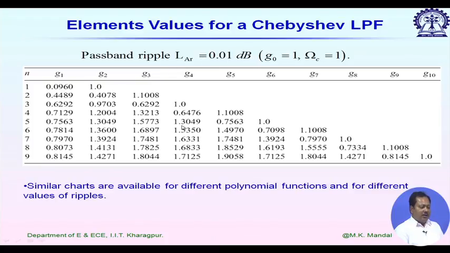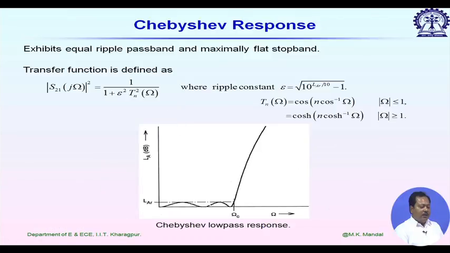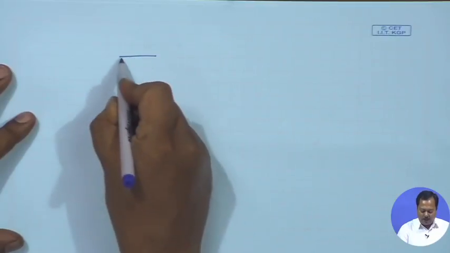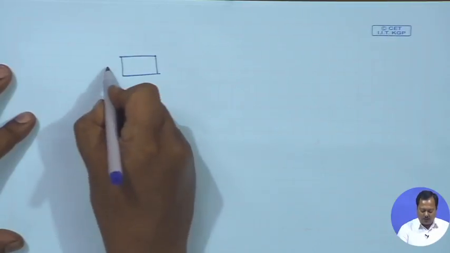Okay, so, let me discuss one point, how to define this LAR. Better let me draw it. So, let us say we have a two port network.